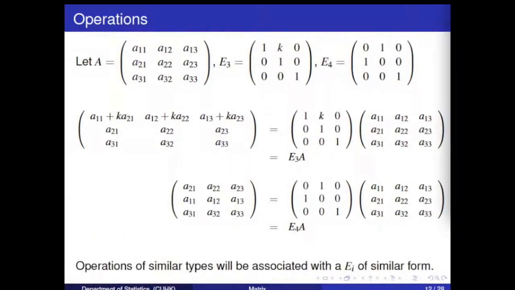To multiply k to the elements on the second row, and then add to the corresponding elements on the first row, these operations can be expressed in terms of this matrix multiplication. Exchanging the first two rows can be expressed in terms of this multiplication. Operations of similar types will be associated with elementary matrices E_i of similar form.